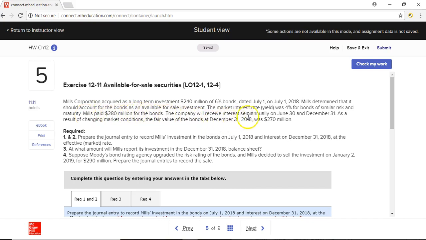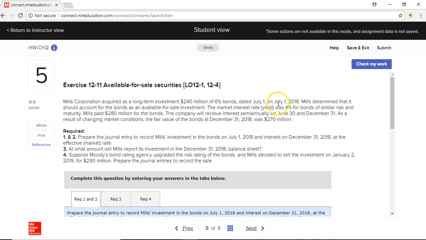The company will receive interest semi-annually on June 30th and December 31st. As a result of changing market conditions, the fair value of the bonds at December 31st, 2018 was $270 million. Because this is treated as an available-for-sale investment, fair value will be used to report these investments on the balance sheet.